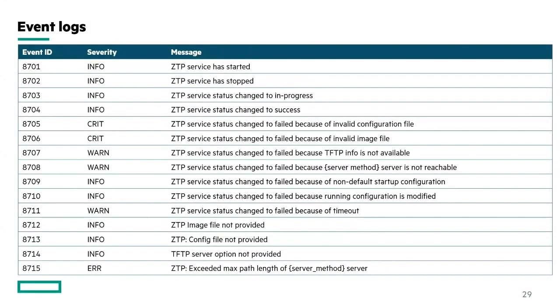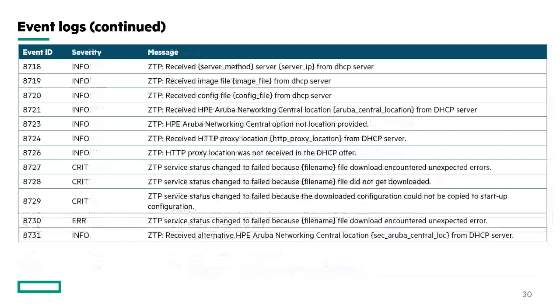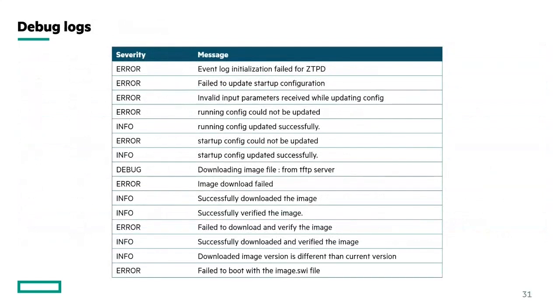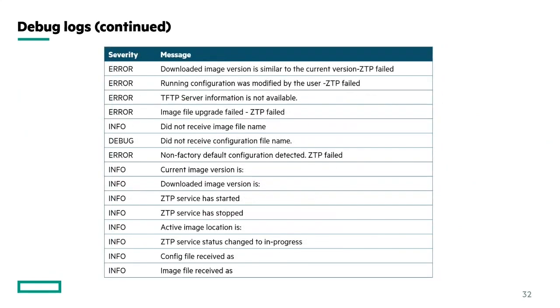So here are a few event IDs, severities, and the respective messages for ZTP IPv6 happening in the switch. So there are more event IDs here, continued, followed by the debug logs and the respective severity and message. So you can refer to this as well.